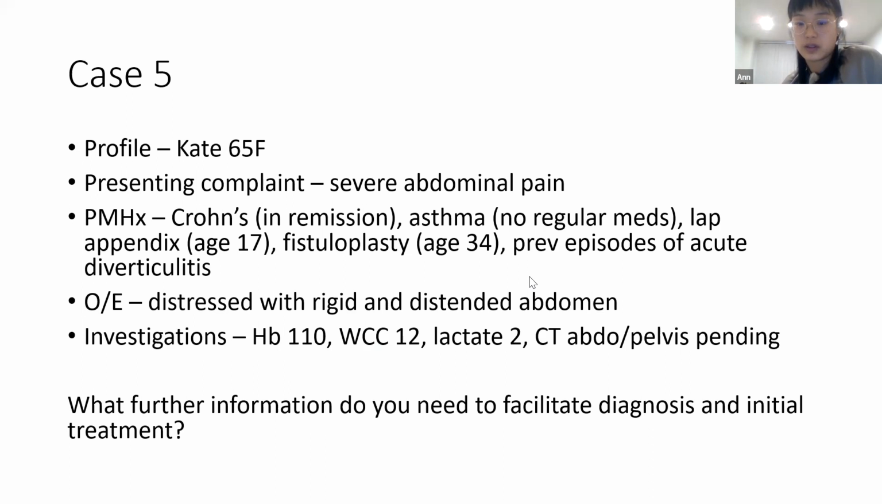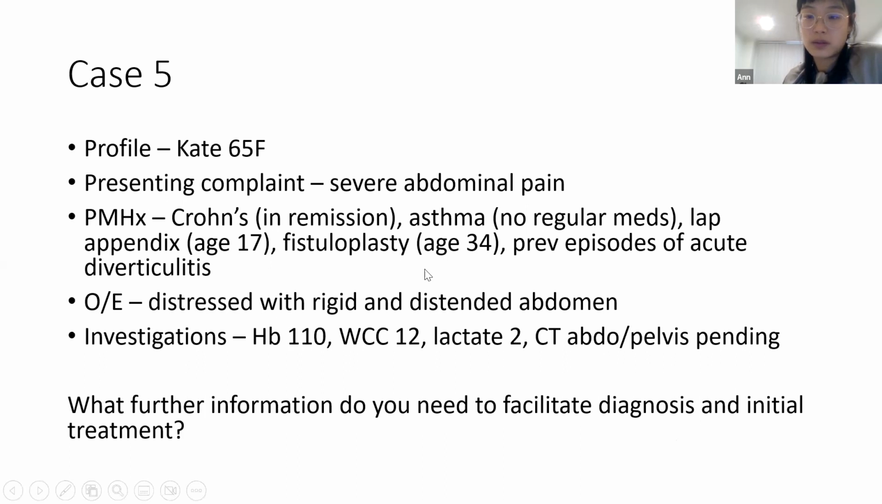Her investigations are significant for a mildly raised white cell count of 12. Lactate is raised at 2. Her CT is pending. So what would you want to look for, either clinically or in terms of further investigations? Whether she's peritonitic? Yep. So we know that she's got a rigid abdomen. She's got a distended abdomen as well.